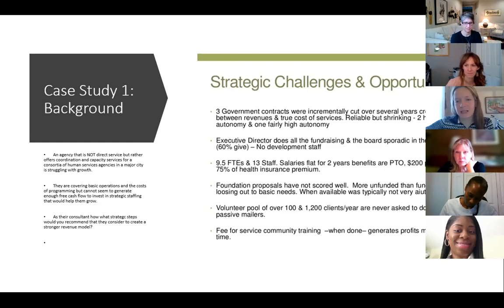And it does say that their fee for service community training, when they do that, is mostly profitable. So I think they could also look at increasing either the number of times that they charge a fee, or coming up with a sliding scale model to sort of tap, like, I don't know what percentage of the 1,200 clients per year get charged the fee and what don't, but they could look at expanding that as long as it didn't decrease their ability to serve most people.